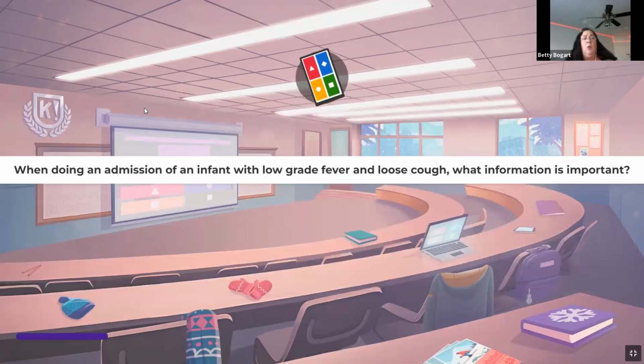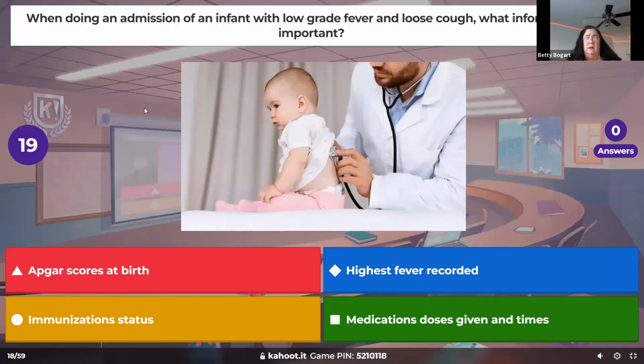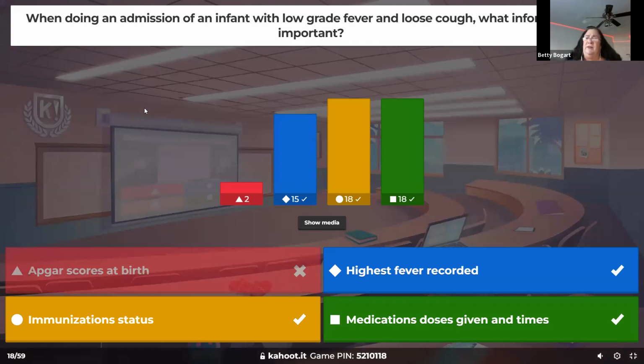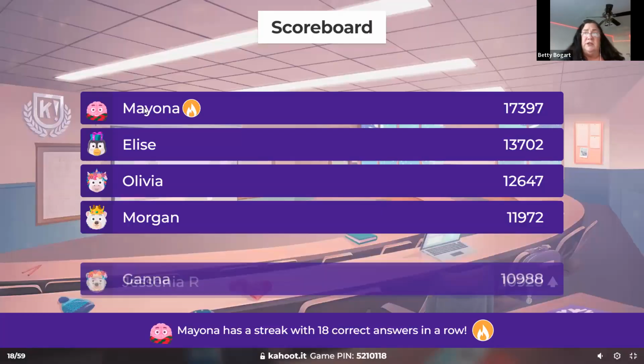A multi-select. When doing an admission on an infant with a low-grade fever and a loose cough, what information is important? I mean, we do these questions for many reasons. We do it for patient placement, where do we put the child? And it's also prevention for you and others as we're doing any of these admission questions. I mean, we want to know how big the fever is. Yeah, okay. We're not going to do anything different, but we want to know medications. When did you give them? But immunization status is very important. I mean, is this kid who has one of those very contagious things like pertussis? Because they could just show, just like what that question said.